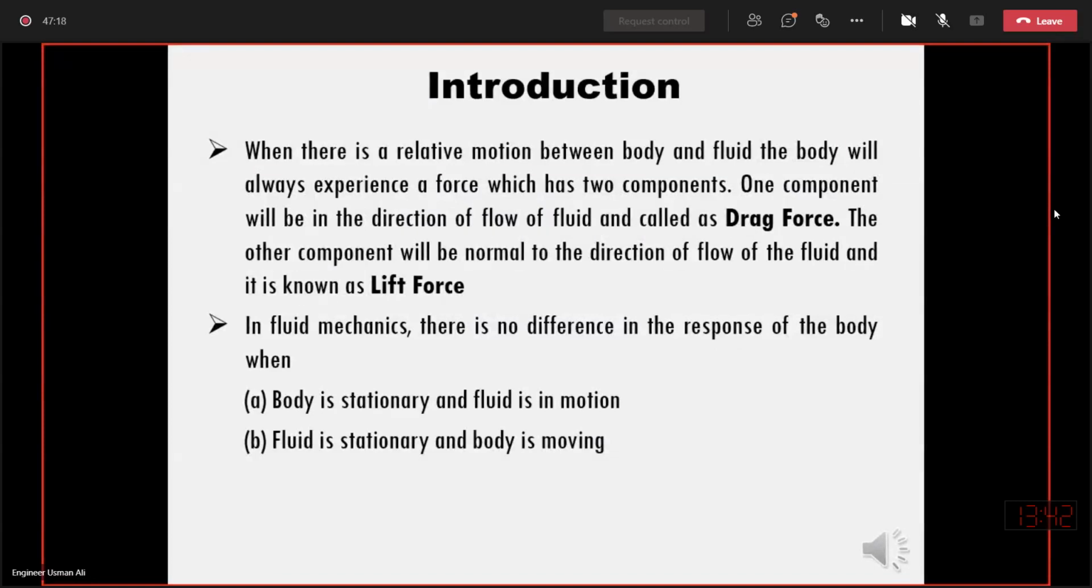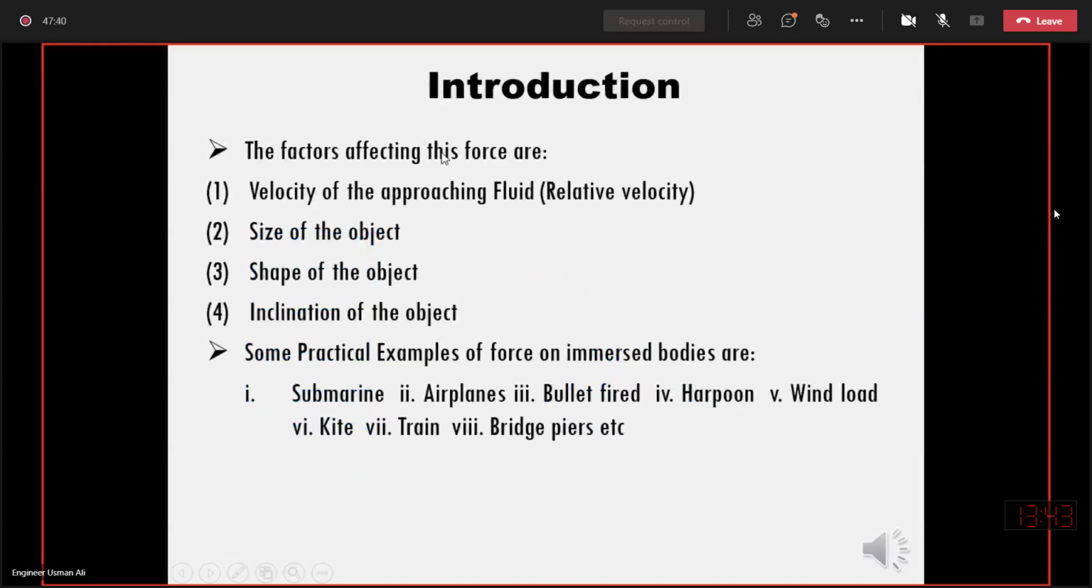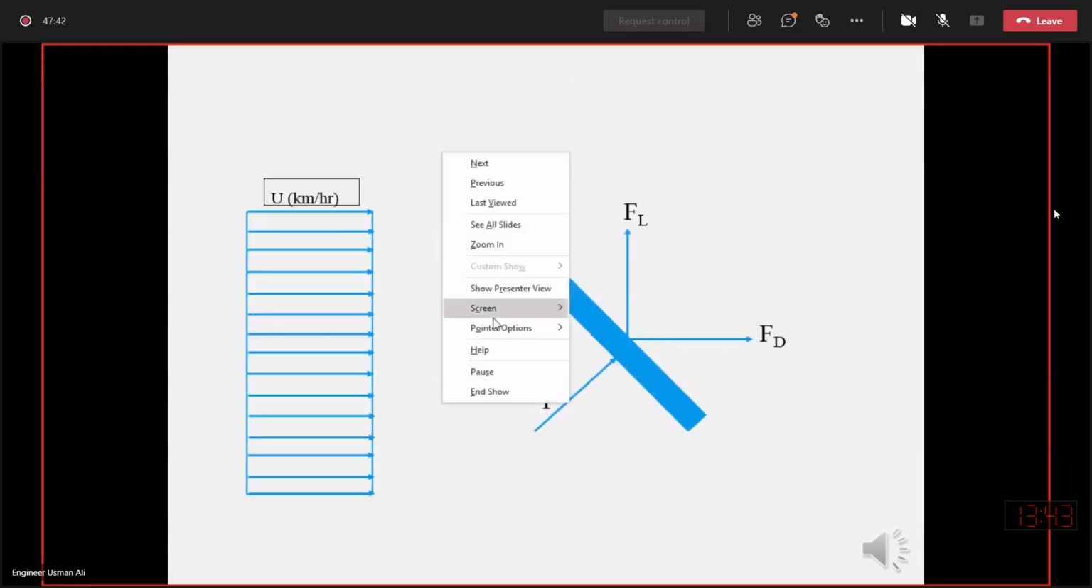Okay, if you have a certain object or body placed in the fluid which is flowing with undisturbed velocity u, as I mentioned, there are two forces which will be acting. The force will have two components actually. One is in the direction of flow of the fluid, that is the drag force, and one which will try to lift the body, that is called the lift force.